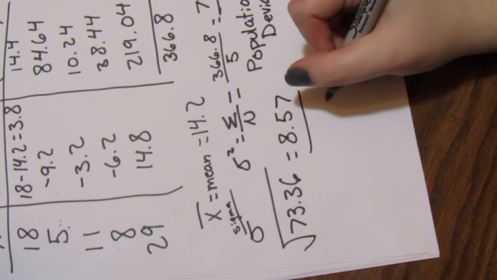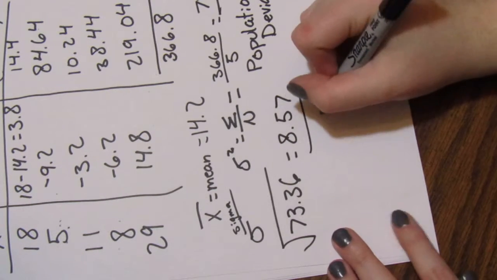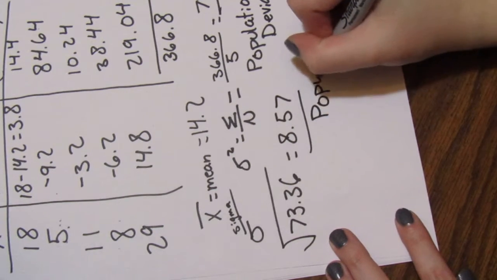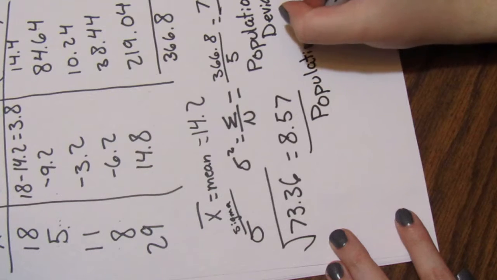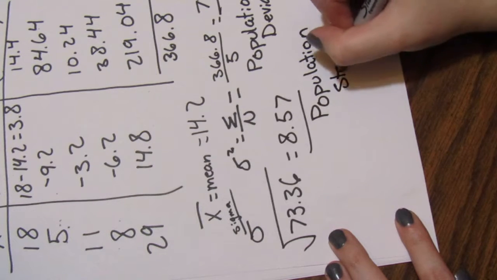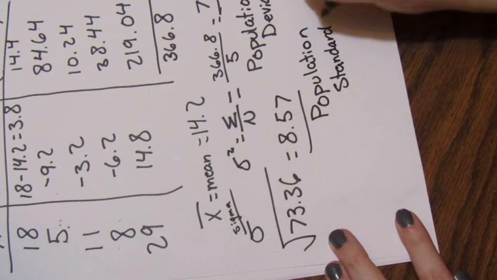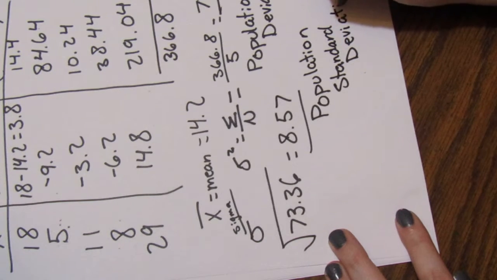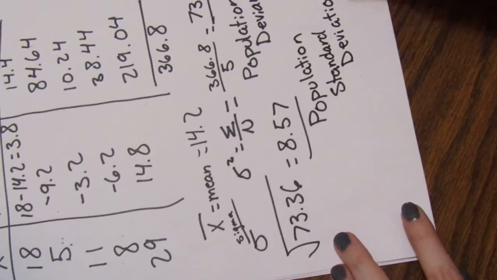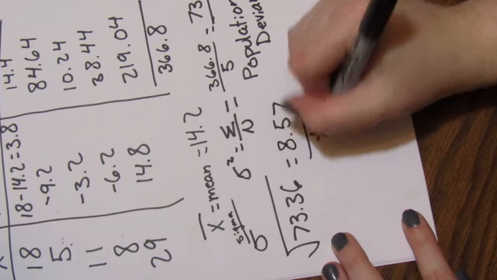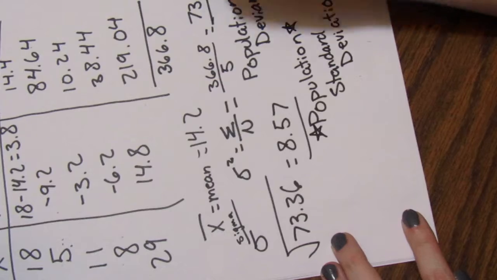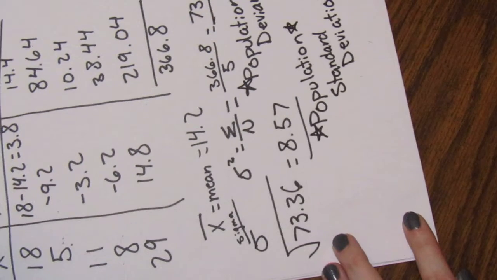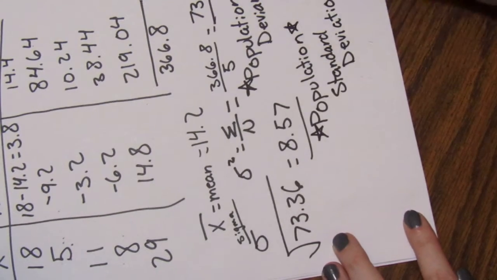This here is the population standard deviation. So we have to know how to do that. And this is for population. That's the biggest thing to remember. Population.